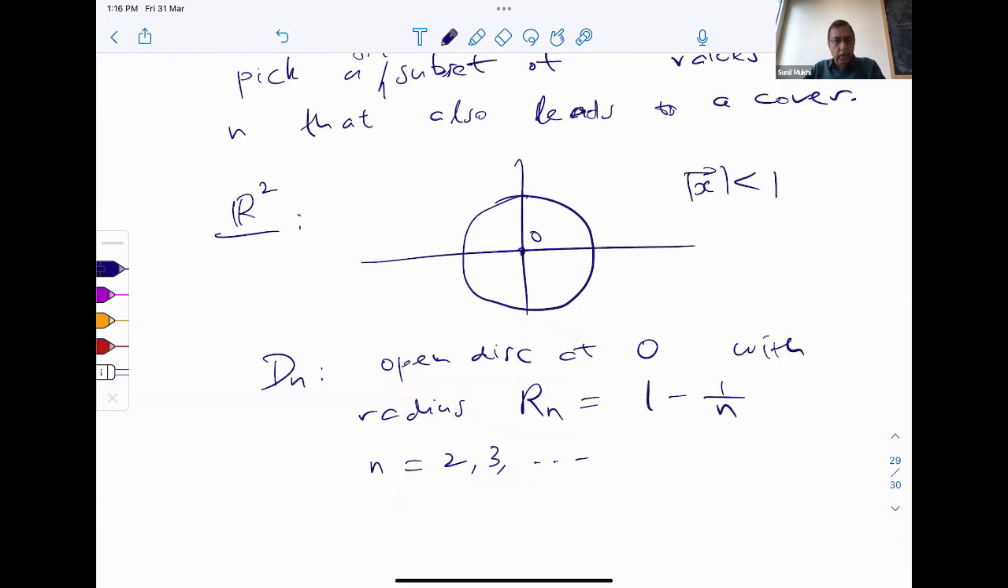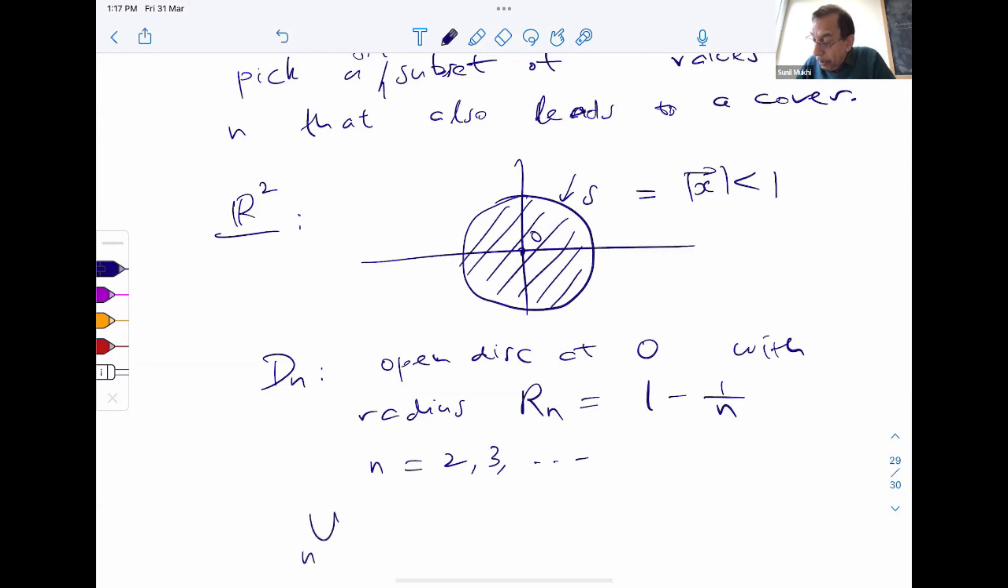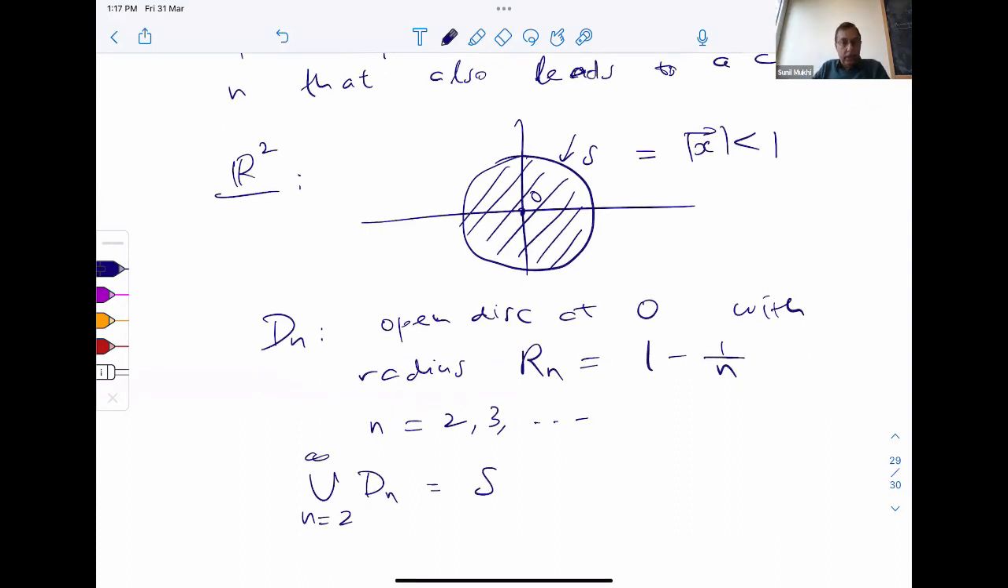So this cover is clearly infinite, and it has disks of radii 1/2, 2/3, 3/4, getting bigger and bigger. Now if this original set we called S, the space of everything with |x| less than 1, then in fact the union over n equals 1 to infinity of Dn is S. So it's a cover. It's an infinite cover. And it does cover S.